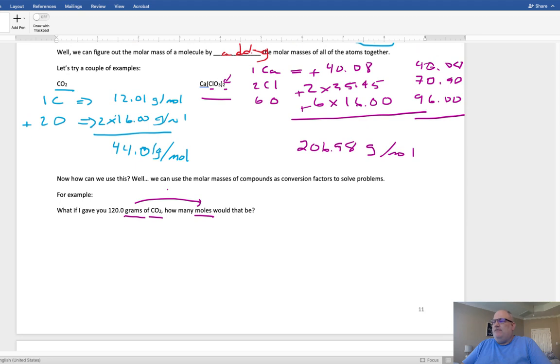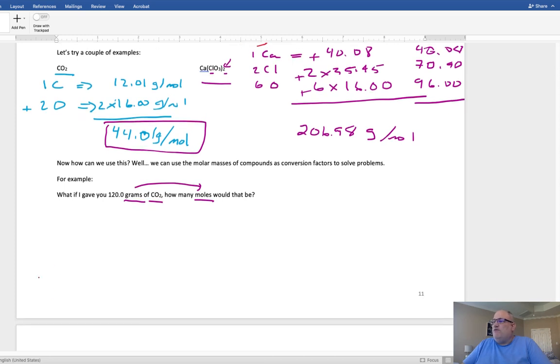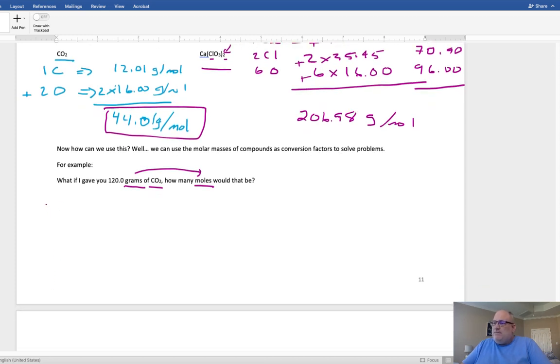Now, fortunately, and because I planned this, we just figured out the molar mass right above here of CO2 to be 44.01. So I'm going to set up our table like we often do. I'm going to put 120.0 grams of CO2 in the upper left-hand corner of our table. Then the only question is, what do I do with this 44.01 grams per mole?